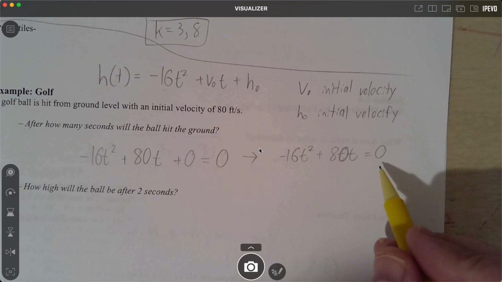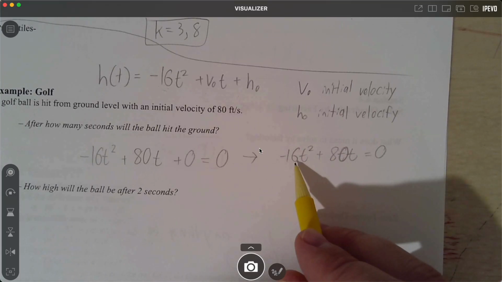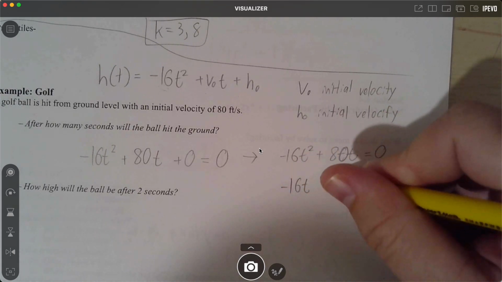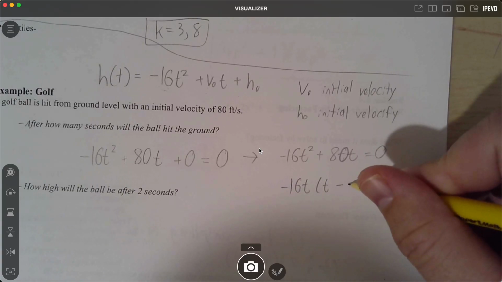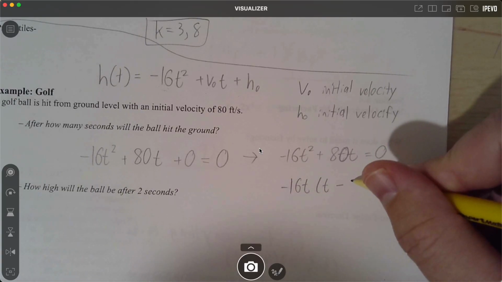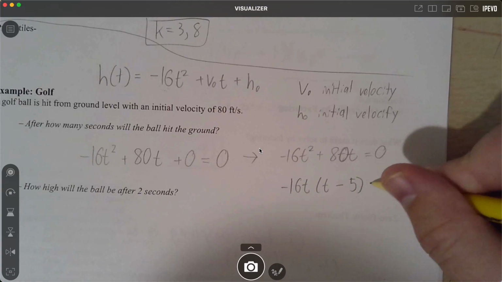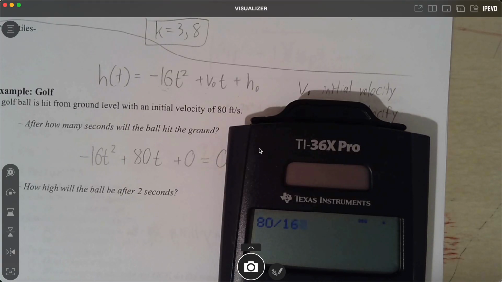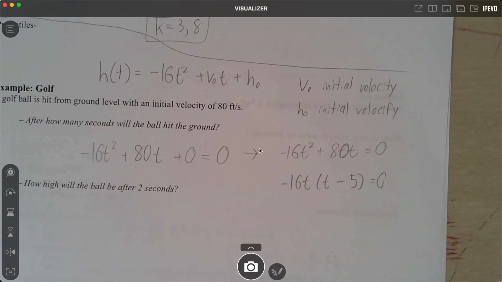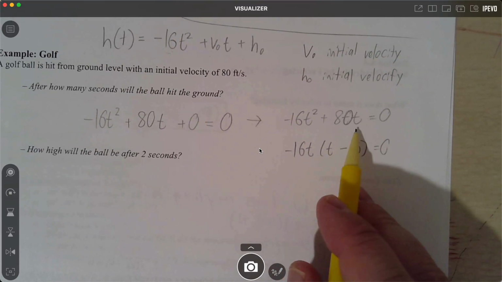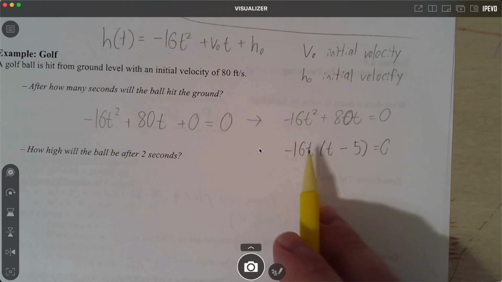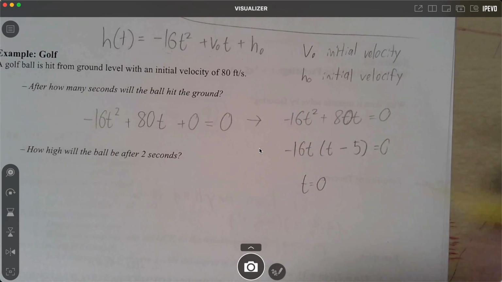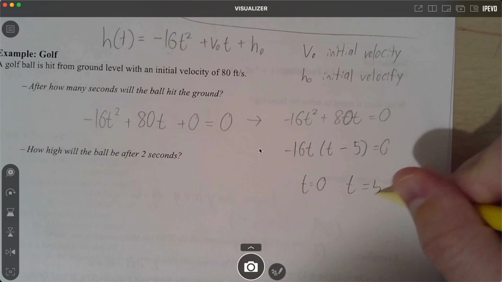From there, I'm going to factor this, and there's a common factor of negative 16 and t. Just be careful that you identify that greatest common factor. I believe that would end up being minus 5. Let me double check that. 80 divided by 16, yep, it's 5. So we've now factored this. Remember, one of our factoring techniques was always take out a leading negative. If I solve both of these for 0, like we just learned, the first one will be t equals 0, because you divide by 16 and nothing happens. And the second one will be t equals 5.